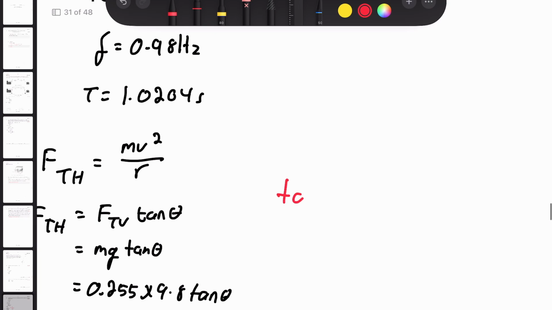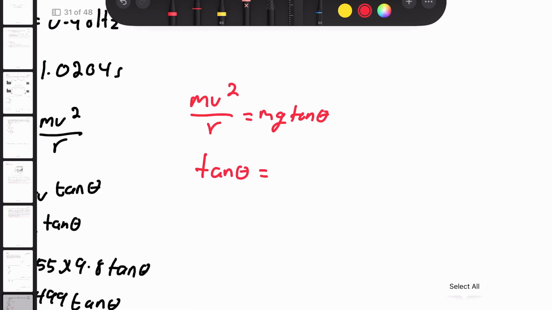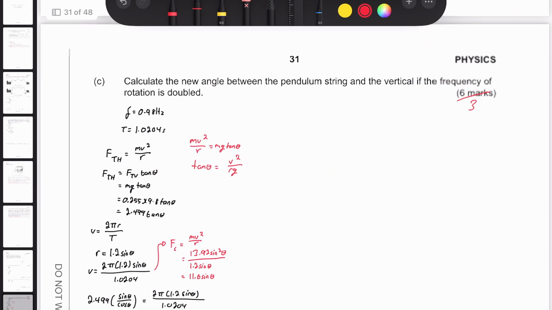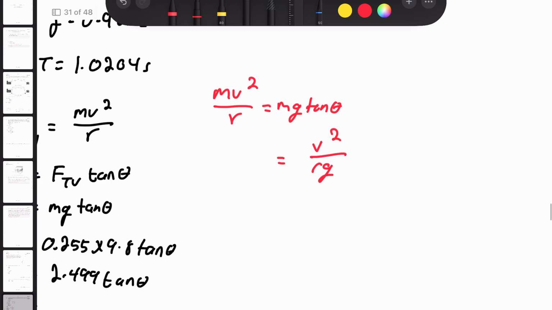In the marking key, it also said that tan of theta could also equal, because this mv squared over r can also equal mg tan theta. So then tan of theta will also equal square root. Oh no, it would equal v squared over rg. And then you could have solved it that way. Velocity, radius, and gravity. But yeah, lots of different ways to do it.